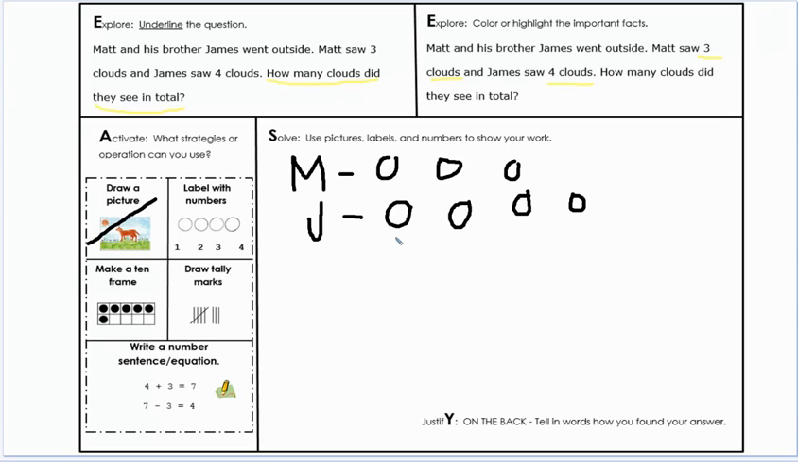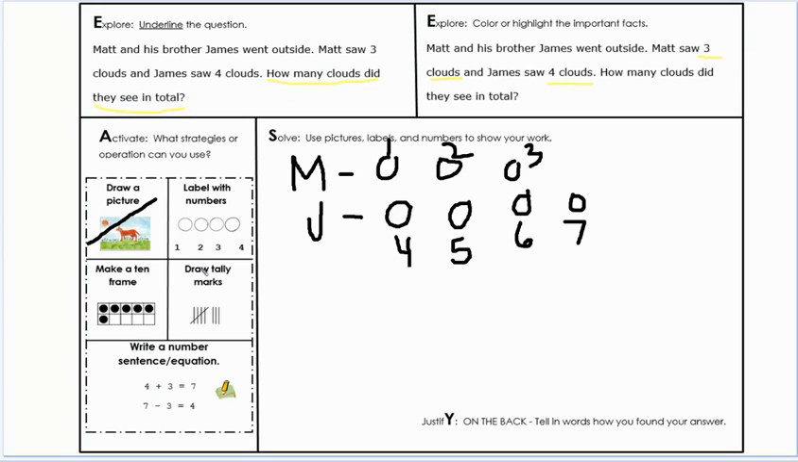Okay, so I'm going to label all of the clouds because they're asking for the total. Remember, that's all together. How many did both of them see all together? That's the total. So I'm going to label all of them. Okay, so first is 1, 2, 3, 4, 5, 6, 7. Okay, and remember you can pause the video at any time if you need time to catch up, okay?